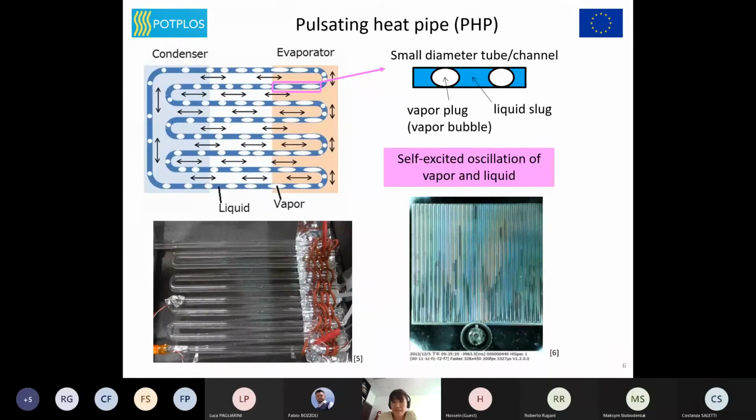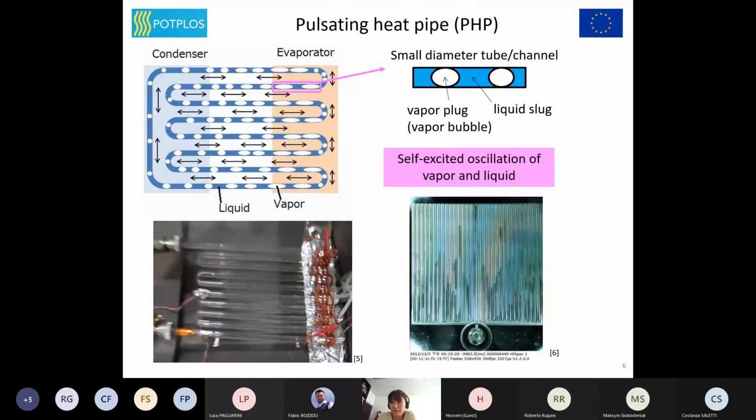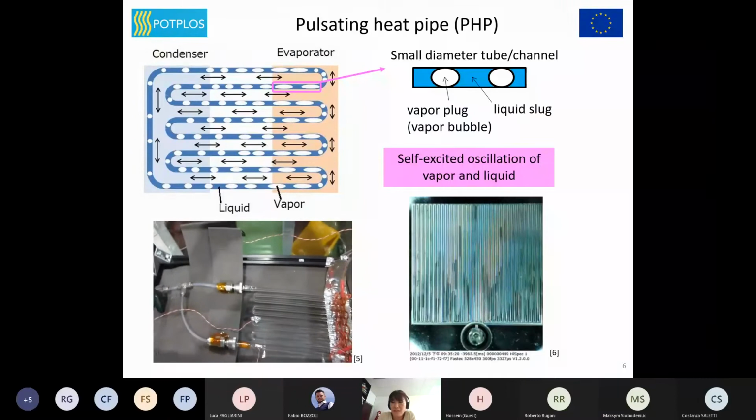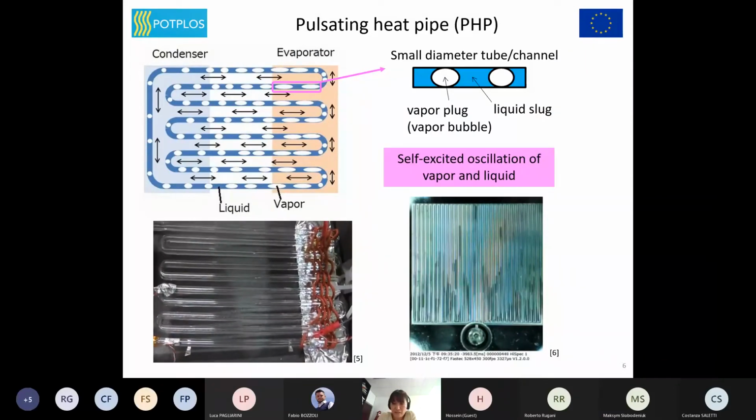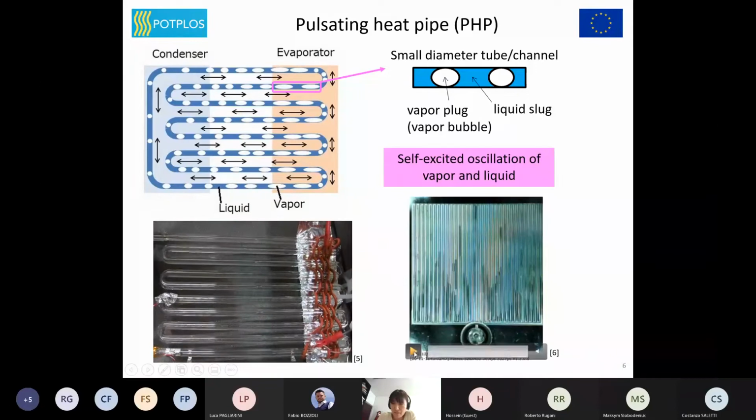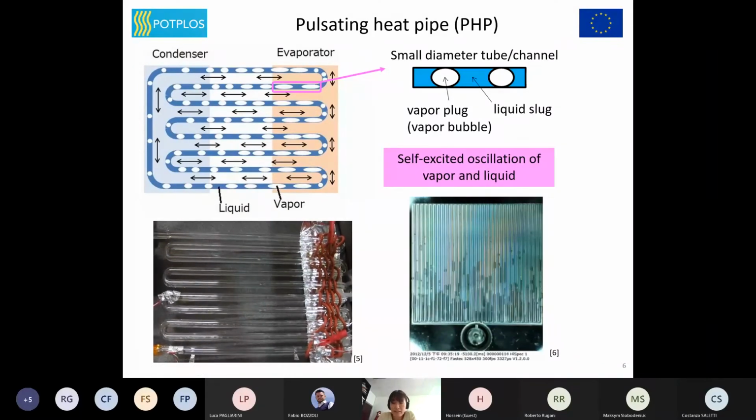PHP is partially filled with a working fluid that exists as a mixture of liquid slugs and vapor plugs, like this figure. The inner diameter of the tube must be small enough so that the surface tension can overcome gravity and wet the inner wall of the tube with liquid. Heat is transferred from the evaporator to the condenser by the self-excited oscillation of vapor and liquid.